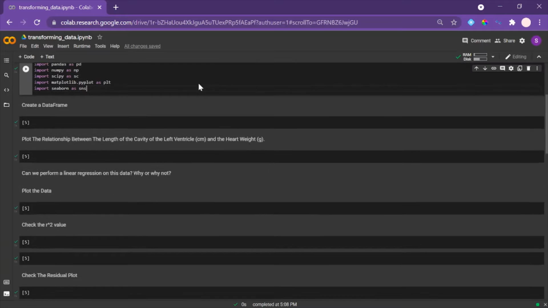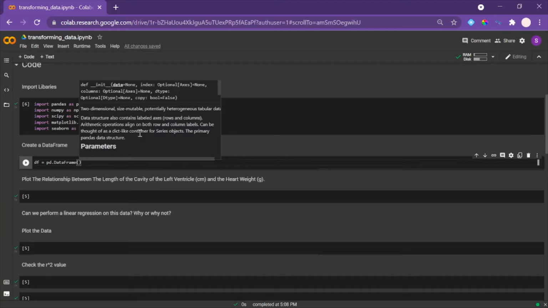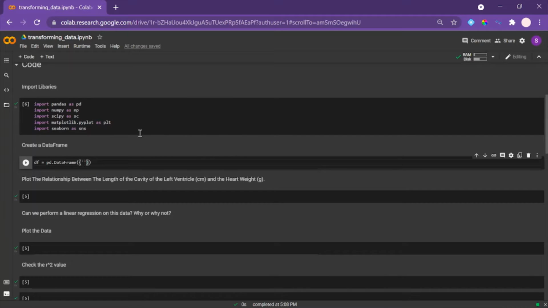matplotlib.pyplot as plt, and we're going to do Seaborn as well. Okay, run that. So next thing is to create a data frame. So we're going to set a variable df, and we're going to set it equal to pd.DataFrame. So what this is going to do is just going to create a data frame. So we're going to add a dictionary inside.